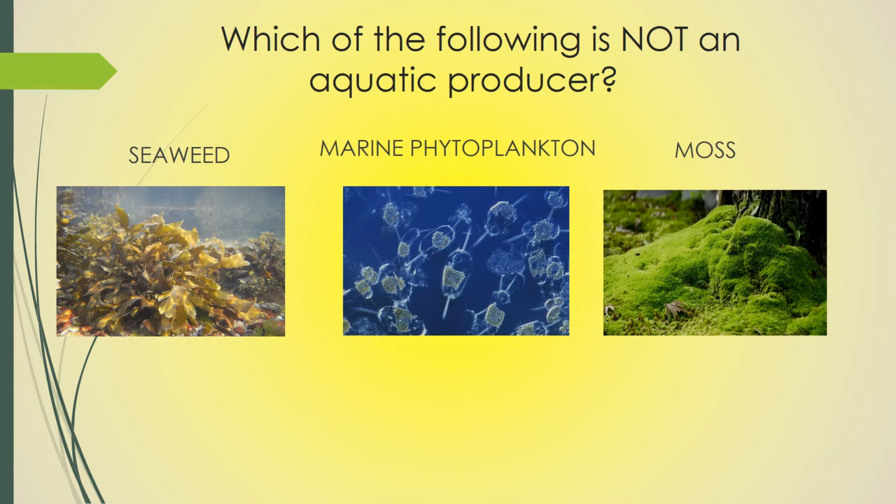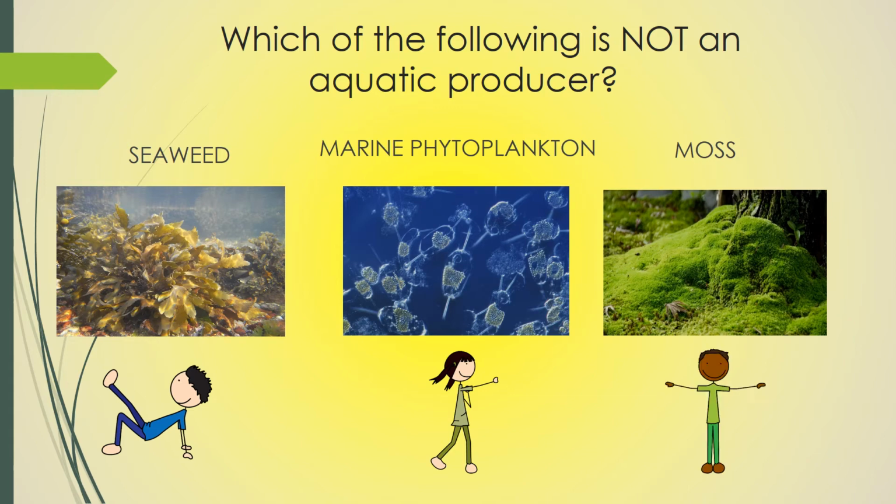Take a look at these three pictures. Which of the following is not an aquatic producer? Seaweed, marine phytoplankton, or moss? If you think seaweed is not an aquatic producer, you're going to do crab kicks. If you think marine phytoplankton is not an aquatic producer, you're going to do sky punches. And if you think moss is not an aquatic producer, you're going to do arm circles. Ready? Go.